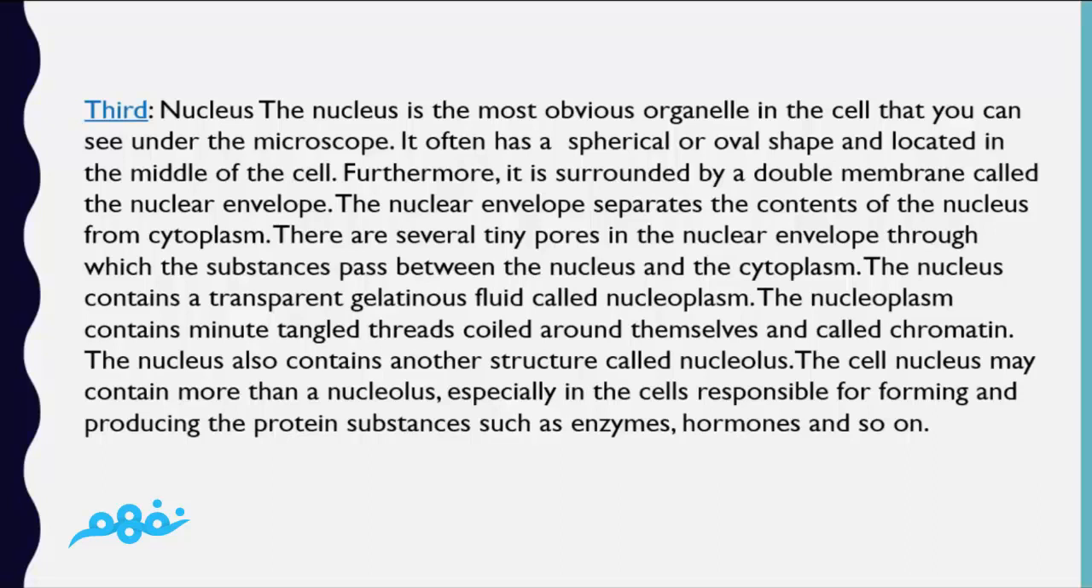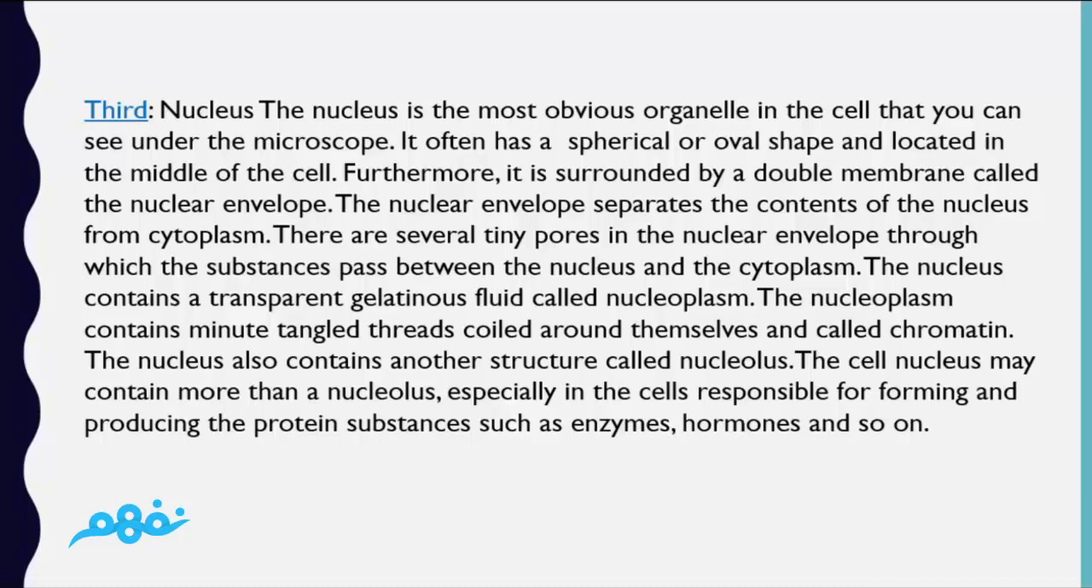This nucleoplasm contains many tangled threads coiled around themselves, called chromatin. The nucleus also contains another structure called the nucleolus. The cell nucleus may contain more than one nucleolus, especially in the cells responsible for forming and producing protein substances such as enzymes, hormones, and so on.